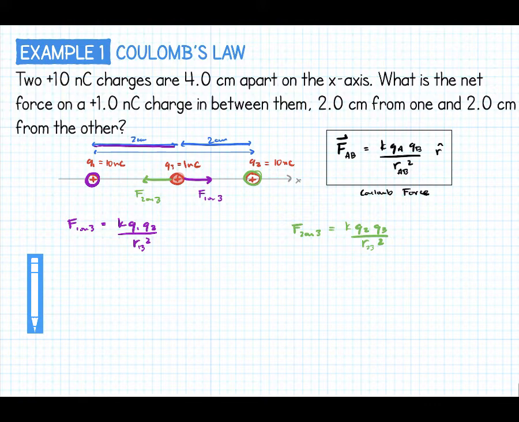Okay, so if we want to solve these, first off, we can notice that as we plug in the numbers, these are constant, right? So they're going to be the same. This and this, these are both 10 nanocoulombs, so they're going to be the same. And then Q3 is the same, it's 1 nanocoulomb. And then these are both a distance of 2 centimeters, which in this case is just the way the problem's written.